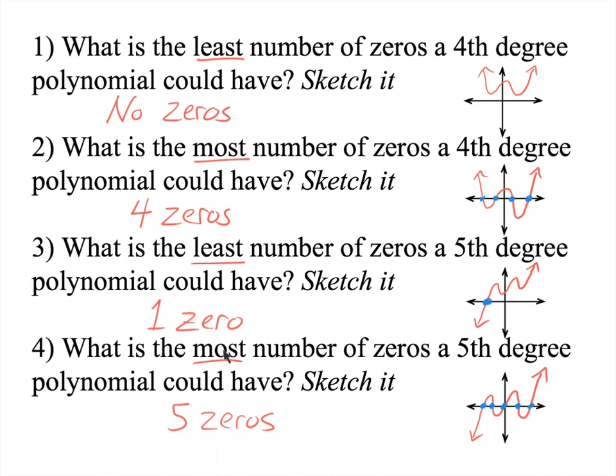All right, so what is the most? Well, again, like we said earlier, if it's fifth degree, the most is 5. And so you can see 5 right there. You can never have more zeros than the degree.